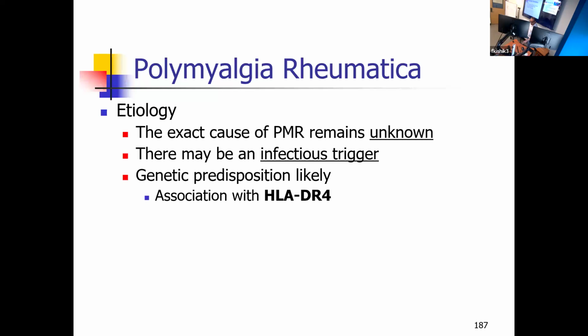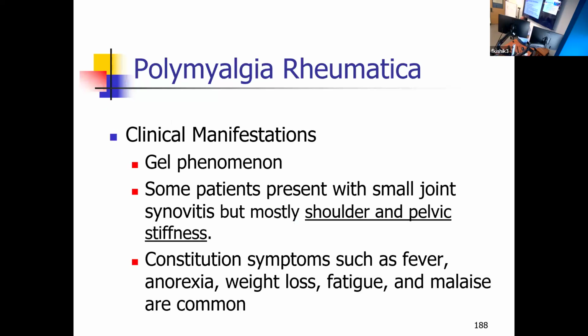polymyalgia rheumatica. Now, you're probably asking yourself, all right, if I do have it, what do I need to look for? How do I pick it up on the exam? Well, let's talk about that. Patients will come in and tell you, in the morning I have a lot of stiffness and pain all along my body. All right, where is the pain? Can you point to it with one finger? It's usually in my shoulders and in my pelvic region. Is it in your lower back over here? No, it's not in my lower back.